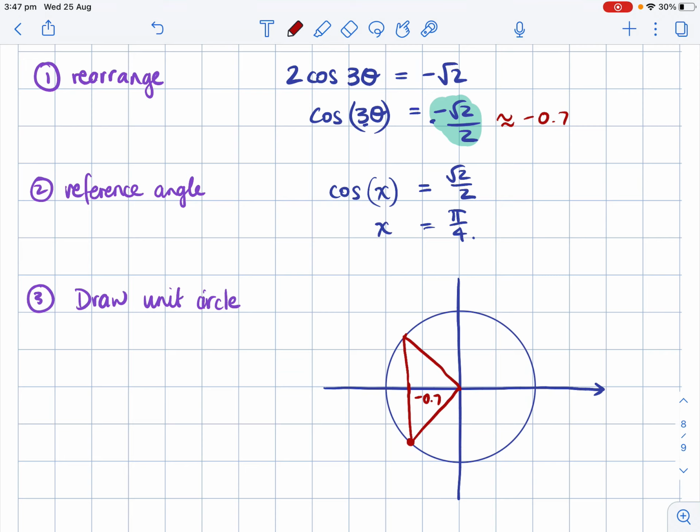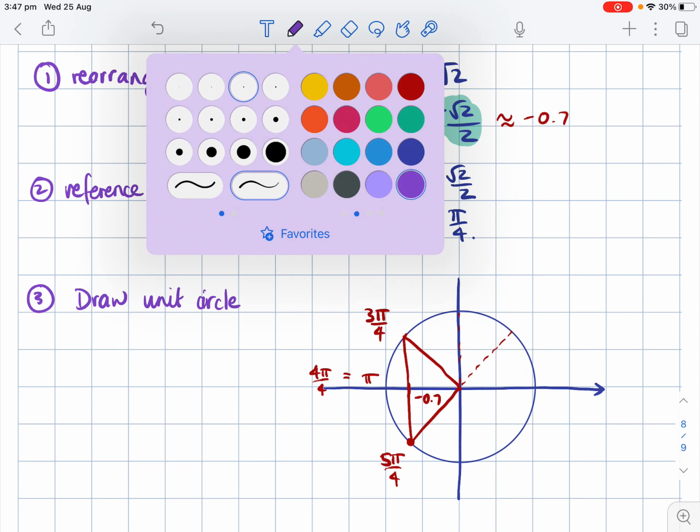If you draw a good diagram, you don't even have to remember the exact values table. You can actually see that that splits the quadrants into halves, so you know it's going to have something to do with pi on 4s. This would be 1 pi on 4, 2 pi on 4. So this one is 3 pi on 4. This is pi, which is the same as 4 pi on 4. So this one's got to be 5 pi on 4. So I get those first two initial solutions.